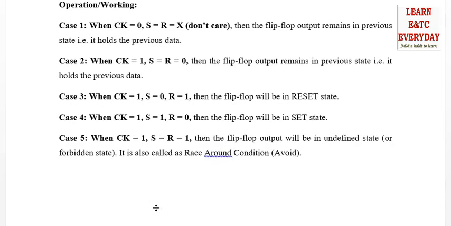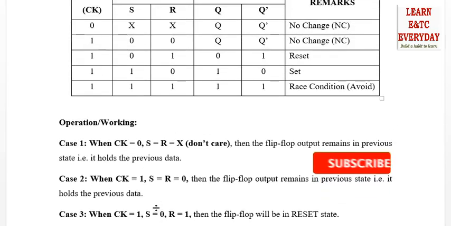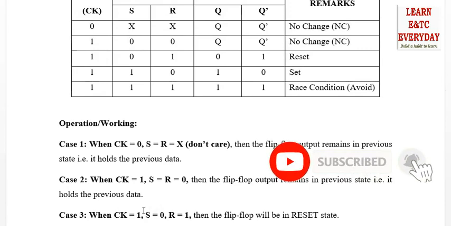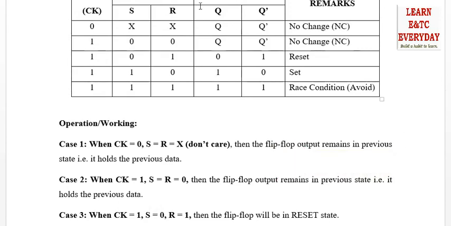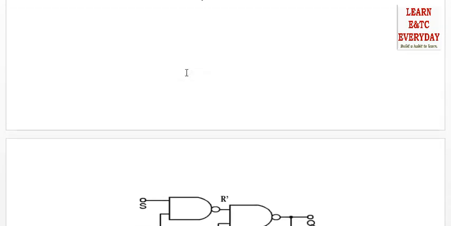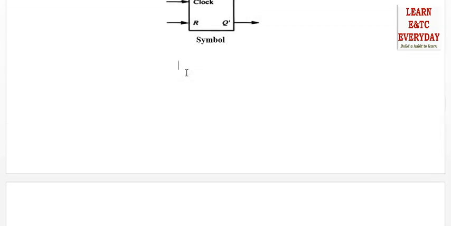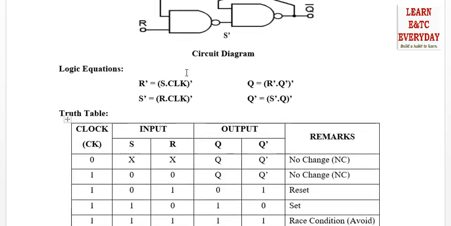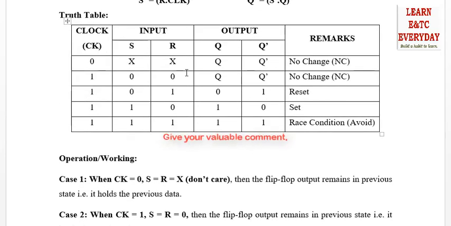We have to look at the truth table also. Truth table and the working also we have to write. So this is the working and this is the truth table. All these things you have to write when answering the question. You have to draw the symbol, then the circuit diagram, logic expression, truth table and operation. Each carries 1 mark.